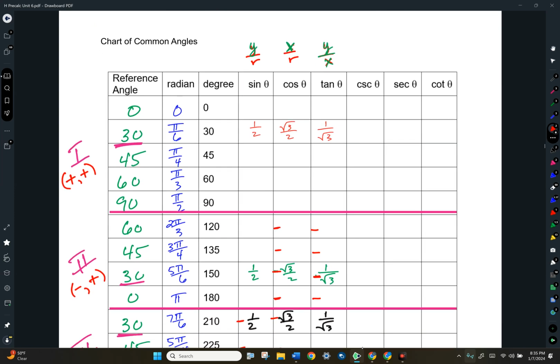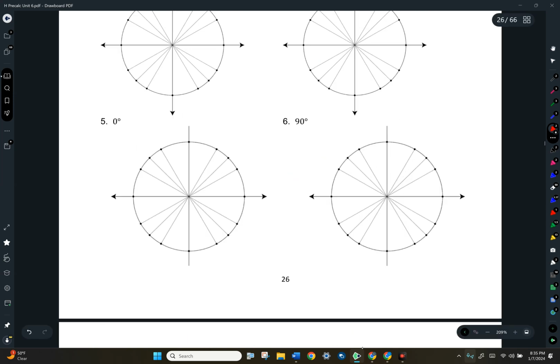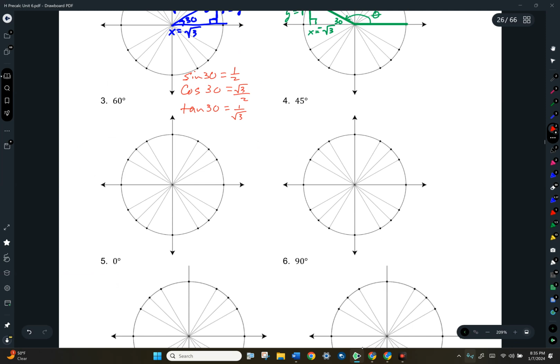Okay, so let's go to a 60-degree angle. So look at number 3. If I have a 60-degree angle, so right here, and if I turn that into a right triangle, even though the orientation is different, isn't it still a 30, 60, 90? So opposite the 30 is 1, opposite the 60 is square root of 3, opposite the 90 is 2. So there's my x, y, and r.